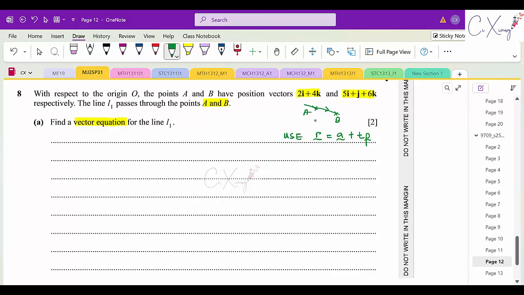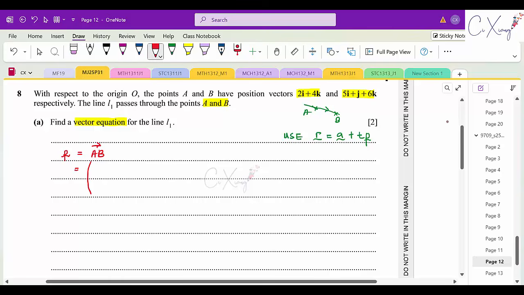Once we know about it, then we start forming the equation. First of all, I know that my direction of the line is equal to AB. Of course, if you want to use BA also can, no problem. So AB means AO plus OB. What do I have for AO? Because OA is 2, 0, 4, AO will be negative 2, 0, negative 4. Then the OB will be 5, 1, 6. So simplify them, you'll be having 3, 1, and also 2. And this will be my direction of the line.